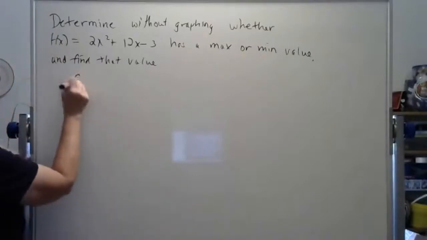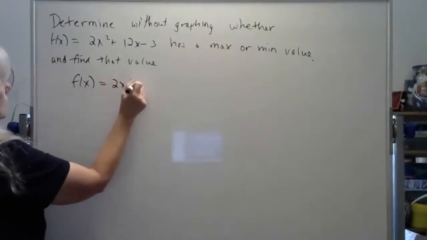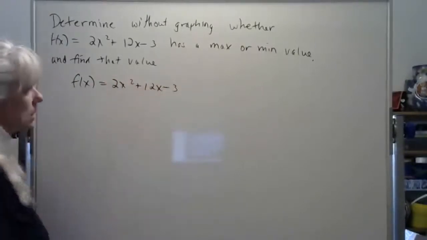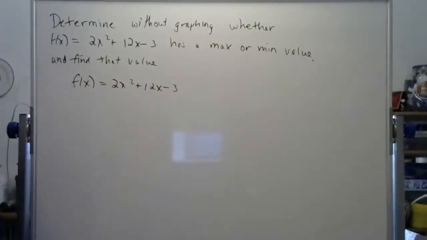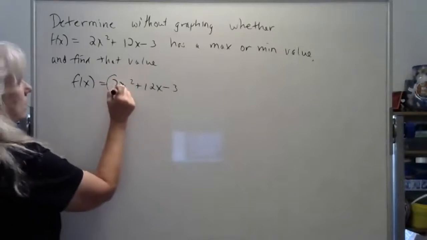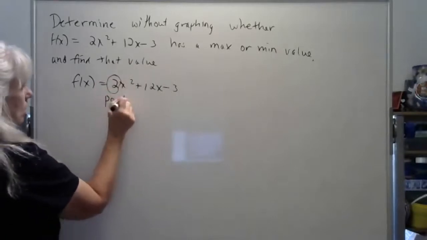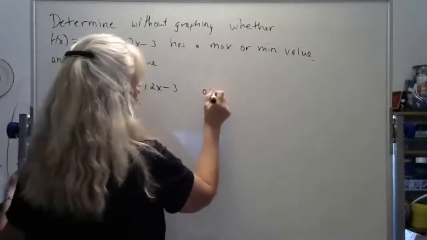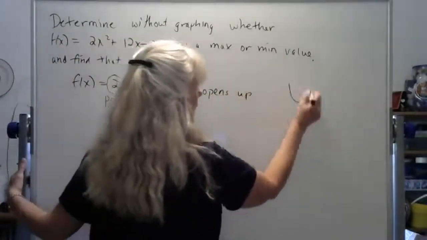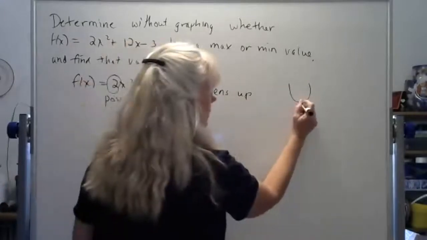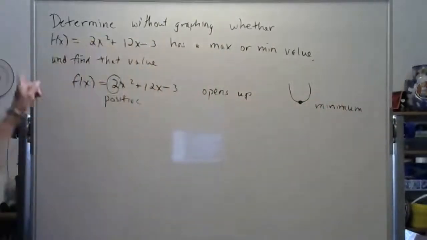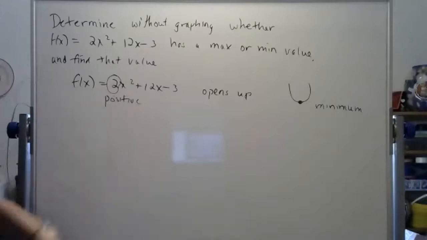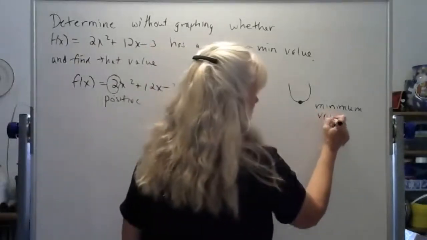Okay, well, what do we know? Well, we've got f of x equals 2x squared plus 12x minus 3. So does this particular quadratic open up or does it open down? Up. Yep, and that's this 2 out in front. Because that's a positive, we know that it opens up. So in my brain, I'm doing this, and if it opens up, then doesn't it have a minimum? Okay, so to answer the first question, determine without graphing whether it has a maximum or minimum: this one has a minimum value because it opens up.